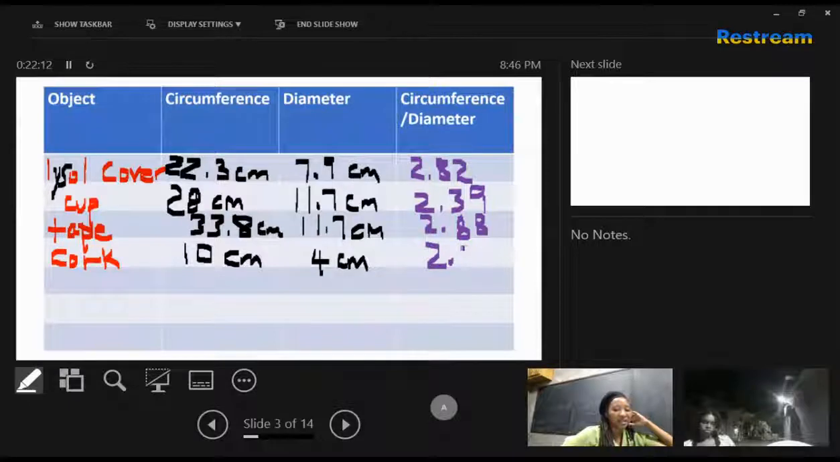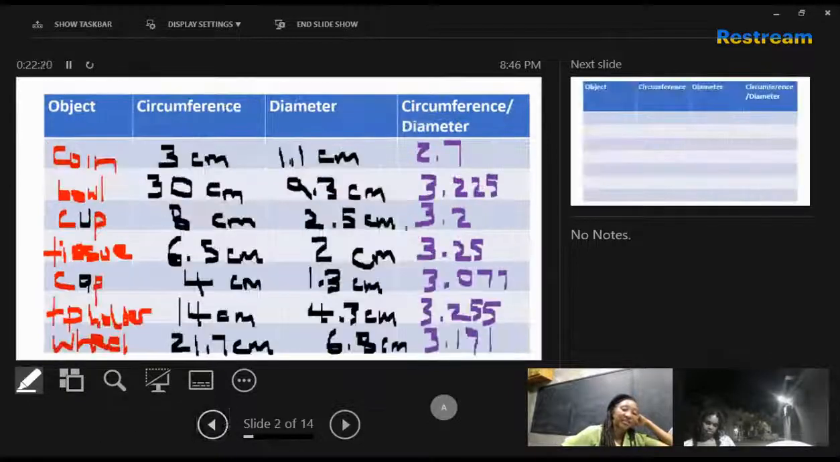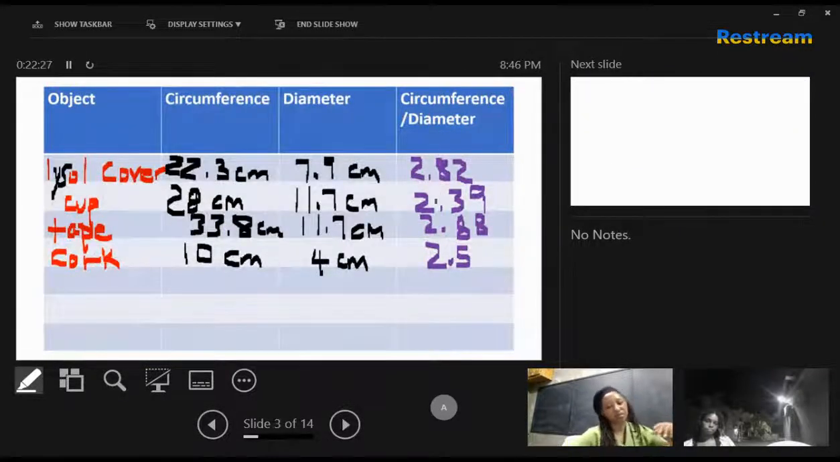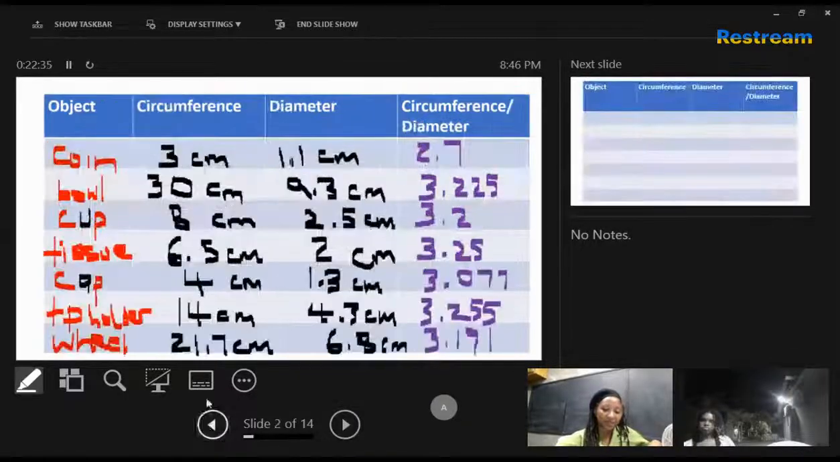I really think these last measurements were far from accurate. The first set of measurements here are much better in terms of estimation. But these are still within range. So notice these ones: 3.225, 3.2, 3.25, 3.255, 3.07, 3.1.